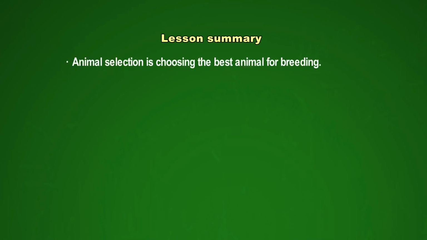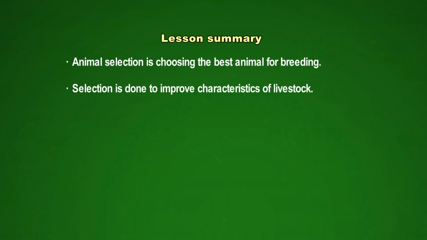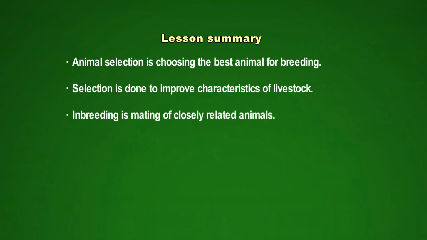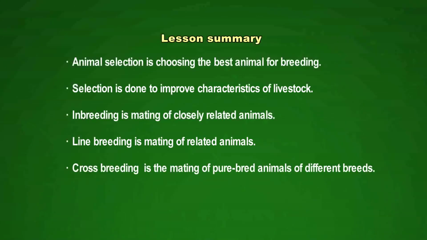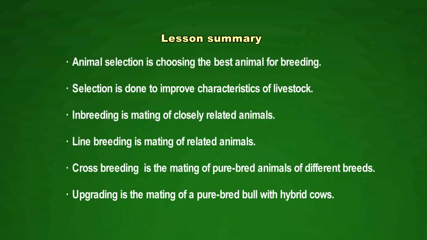Let us have a look at what we learned about selection and breeding of livestock. Animal selection is choosing the best animal for breeding. Selection is done to improve characteristics of livestock. Inbreeding is mating of closely related animals. Line breeding is mating of related animals. Crossbreeding is the mating of purebred animals of different breeds. Upgrading is the mating of a purebred bull with hybrid cows.